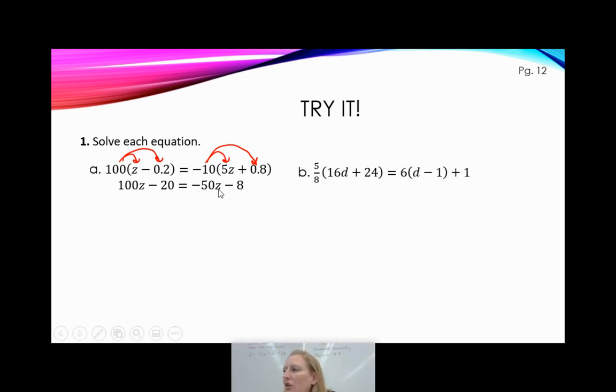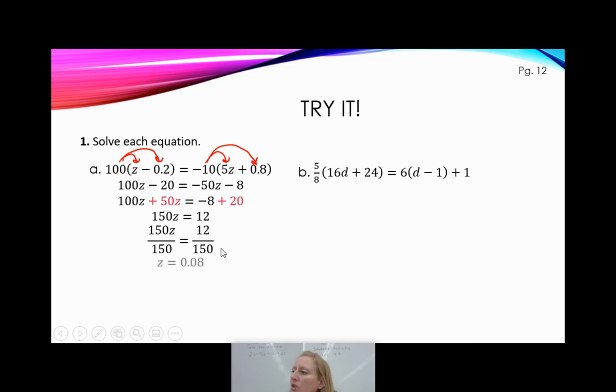And I want to collect my like terms on the same side, right? So I'm going to add 50 to move it to the other side. I'm going to add 20 to move it to that side. 100z plus 50z is, of course, 150z, and negative 8 plus 20 is 12. I do need to divide both sides by 150, and that does mean I get a decimal, but that's okay. I mean, we had decimals at the start, so it's no big deal if we have a decimal in the end, which in this case will be 0.08. Yay.